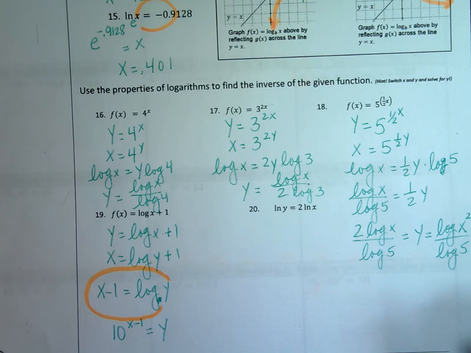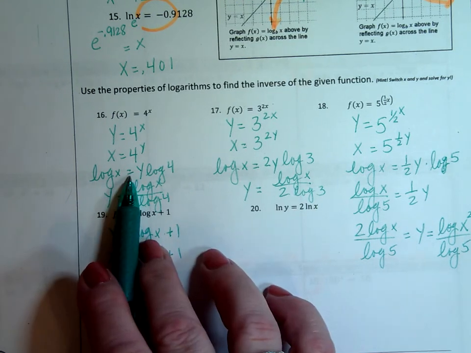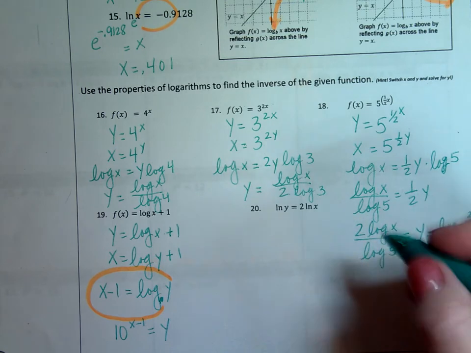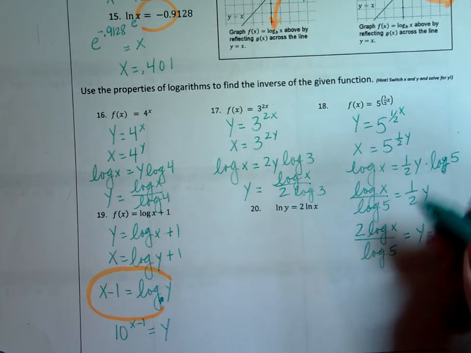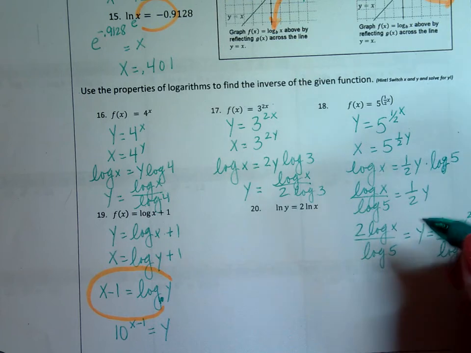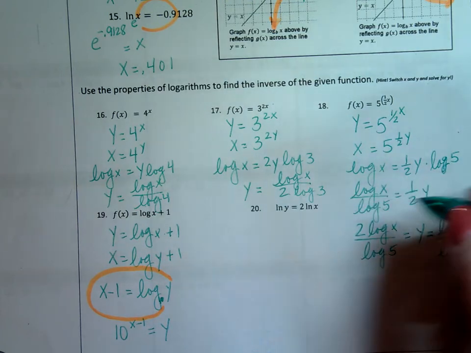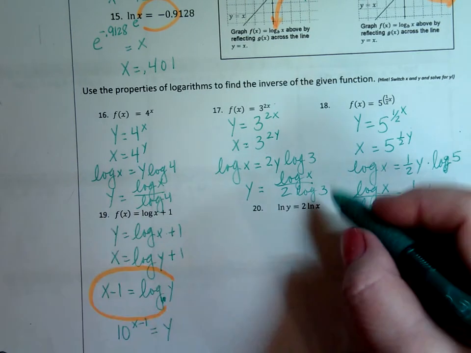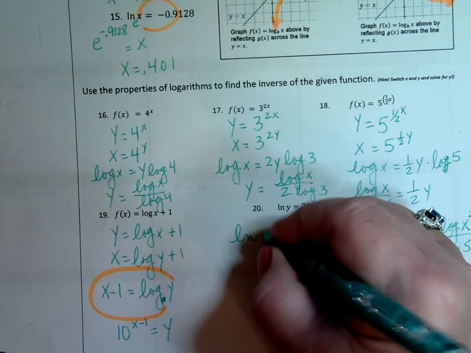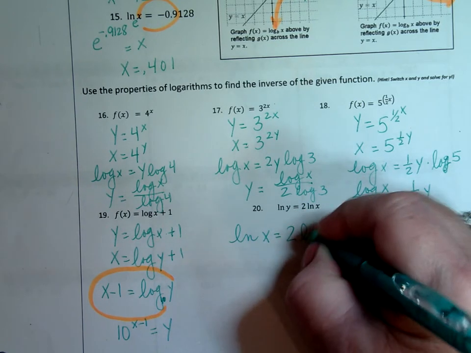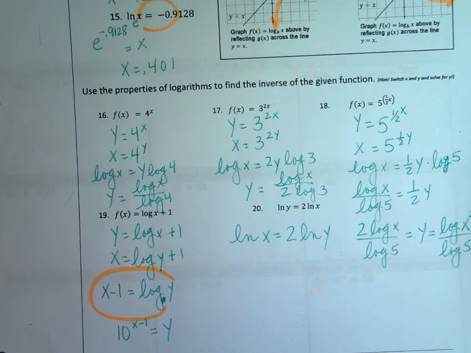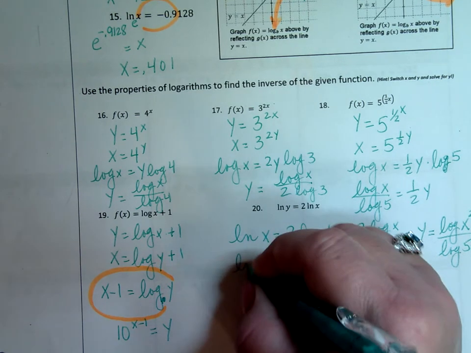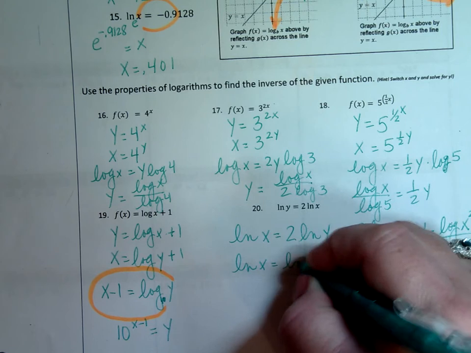Kind of interesting, right? If it's a logarithm, turn it into an exponent. Exponent, turn it into a logarithm. Last one. This one is slightly easier than the others if you catch it. I'm going to take this thing and switch the x's and y's, because I don't have an f of x this time. So it's going to be the ln of x equals 2 ln of y. Or I could say the ln of x equals the ln of y squared, right? That's what this 2 in front means.